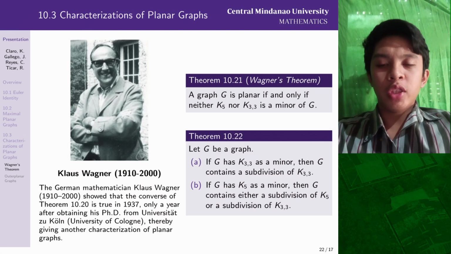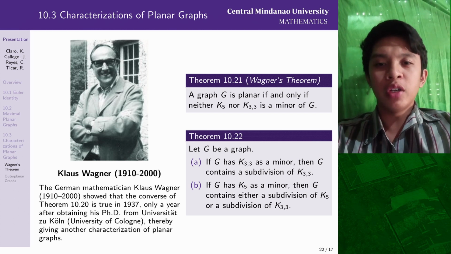Theorem 10.22 states that let G be a graph, and if G has a K3,3 as a minor, then G contains a subdivision of the K3,3. And if G has a K5 as a minor, then G contains either a subdivision of K5 or a subdivision of the K3,3.